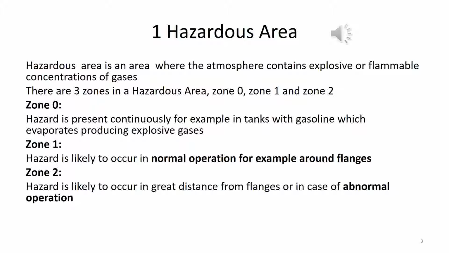Zone 0 is where hazard is present continuously, for example in tanks with gasoline which evaporates producing explosive gases. Zone 1 is where hazard is likely to occur in a normal operation, for example around flanges. Zone 2 is where hazard is likely to occur at great distance from flanges or in case of abnormal operation.